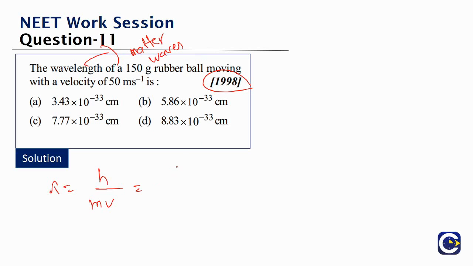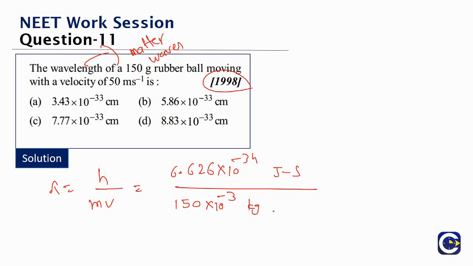So h is Planck's constant, 6.626 into 10 power minus 34 joule into second divided by mass. It is 150 grams, so we should convert this into SI unit: 150 into 10 power minus 3 kg. Into velocity, which is already in the SI system, 50 meter per second. Since everything is in the SI unit, the value of lambda will be coming in meters. So 10 power minus 3 will make it 10 power minus 31. What is there in the denominator? 15 5s are 75, so we will have denominator 7500.